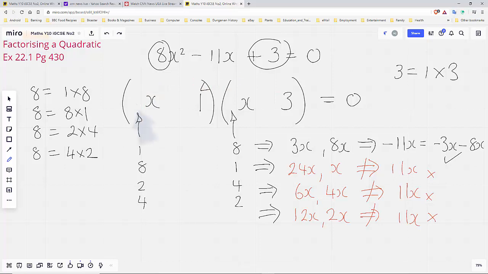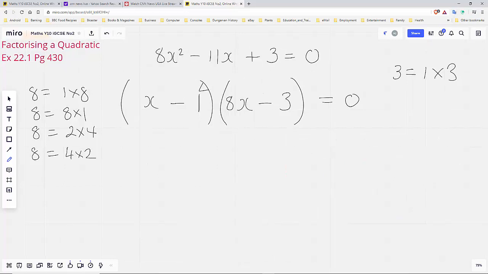I'm going to put an invisible 1 in there, and an 8 in there, and then I need a negative 1 and a negative 3 to generate the minus 3 and the minus 8. And of course, a minus 1 multiplied by minus 1 will give me the plus 3 that I do need up there. So now I can work out my solutions.